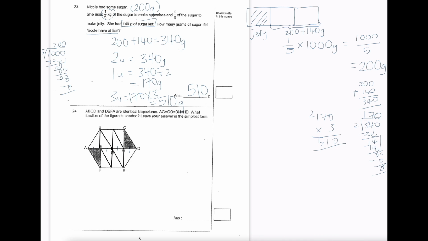Okay, so what fraction of the figure is shaded? I have 2 triangles over 1, 2, 3, 4, 5, 6, 7, 8, 9, 10, 11, 12, which is 12. Let us simplify this. Top and bottom divided by 2, I'm going to get 1 over 6. Okay, that's it.